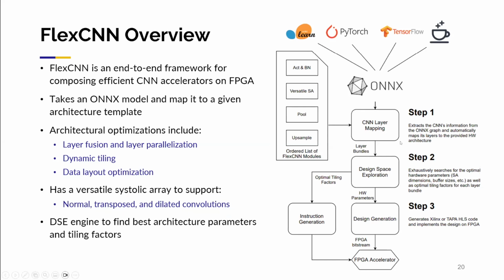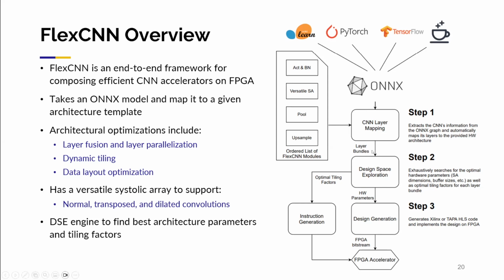So a layer bundle may contain, like, convolution followed by batch normalization or activation. So we don't want to have these as separate runs because we want to minimize the off-chip memory communication. And this represents the layer fusion optimization, where we fuse the non-computation intensive layers with the convolution layers.